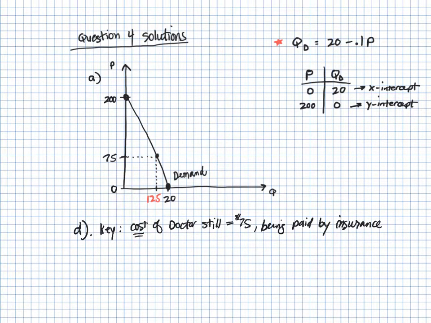So for part D, what we want to do is explore the resulting moral hazard cost of Bob having this full insurance. So when he's going to the doctor 20 times, that doesn't mean the doctor's visit is actually free to society, right? To society, this is still requiring $75 worth of resources. The doctor still costs $75. It's just being paid by insurance instead of Bob.